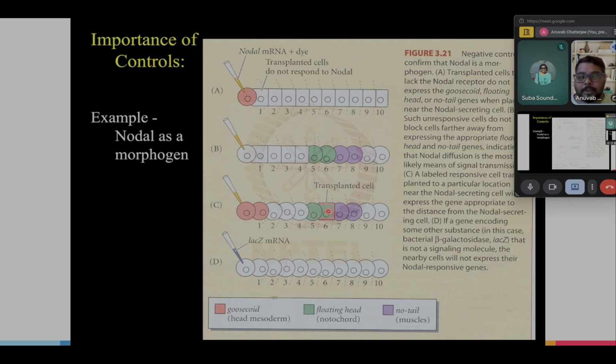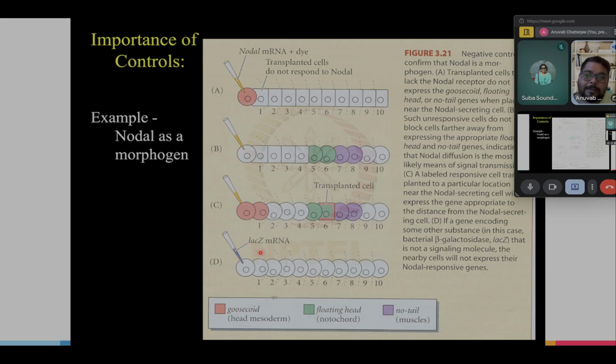Next, what they did is that they transplanted a particular cell from somewhere else which also could respond to nodal in the middle of this array of cells, and they saw when they did the same experiment, put in nodal in the first cell, this transplanted cell also acted similarly. It also became a green cell, which shows that it is the nodal gradient and the proximity to the concentration of nodal which is doing this.